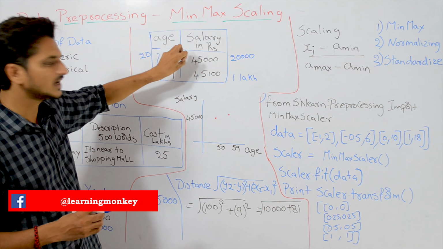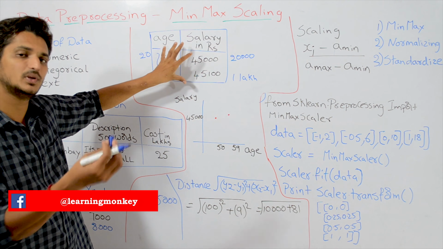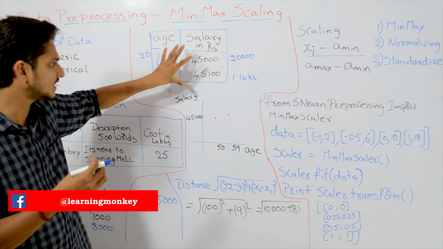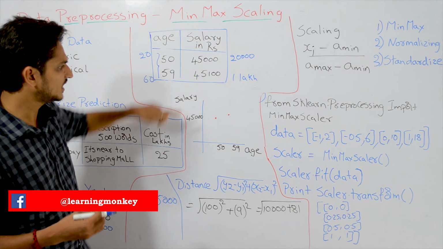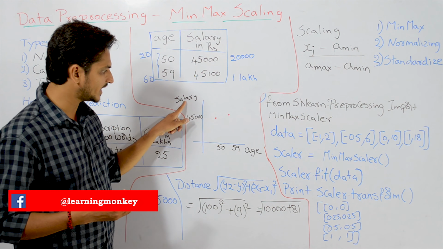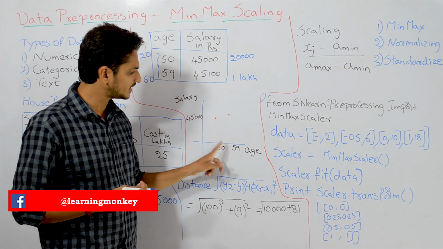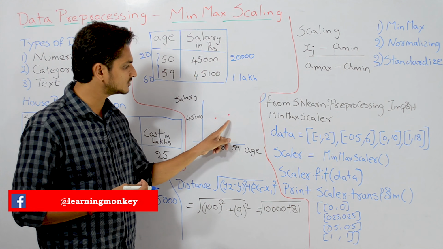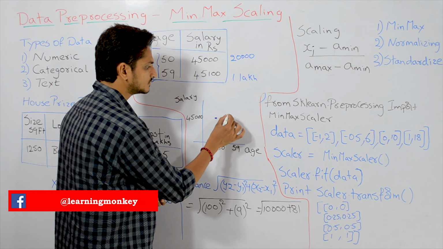How to plot this data? We already discussed this concept in our first classes, so please watch those videos and come back here. We are given two features, age and salary. Age is taken as x-axis, salary is considered as y-axis. 50, 45,000, this is a data point. 59, 45,100, this is a data point. This is how we plot the data.